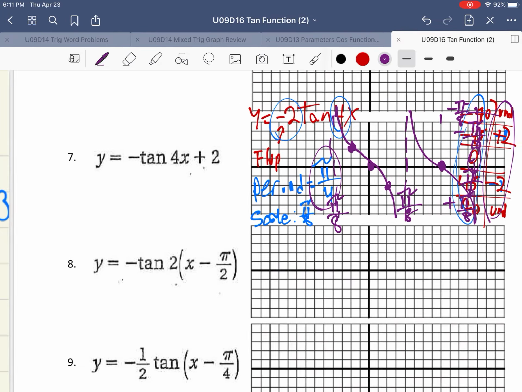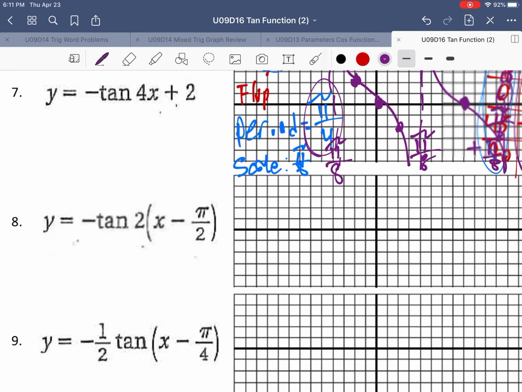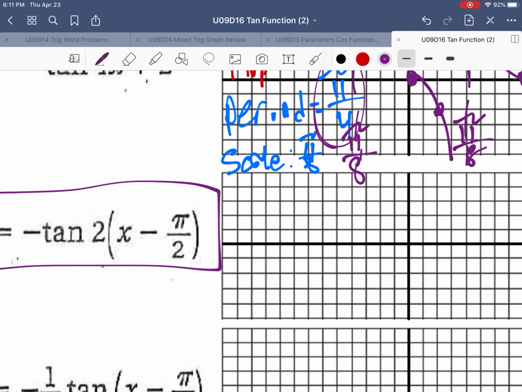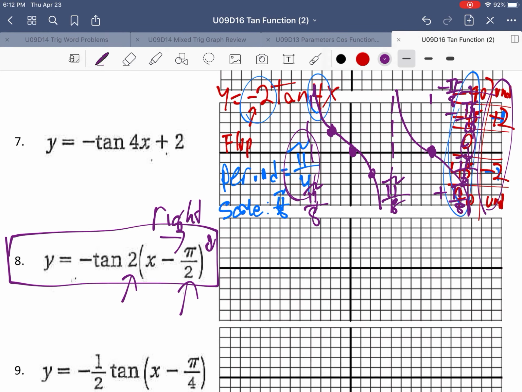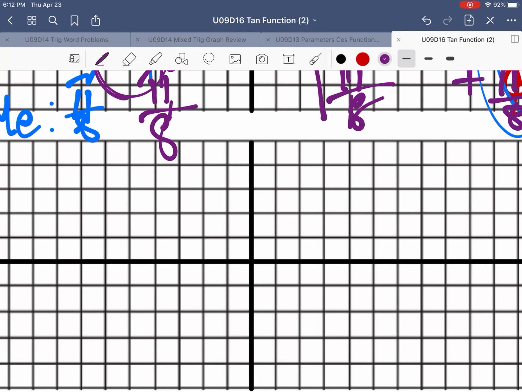All right, let's do one with a horizontal shift. So I think I did problems, meant to do problem, we'll do problem 8 now. Okay, so firstly, the negative tells us we're going to be flipping the graph, and the 2 tells us that the 1s are going to go to 2 and negative 2, and the negative pi over 2 tells us to move the graph pi over 2 units to the right. Because remember, a negative actually means right. There's no midline here, so we're not going to move it up or down, but this value would tell us to move it up or down.